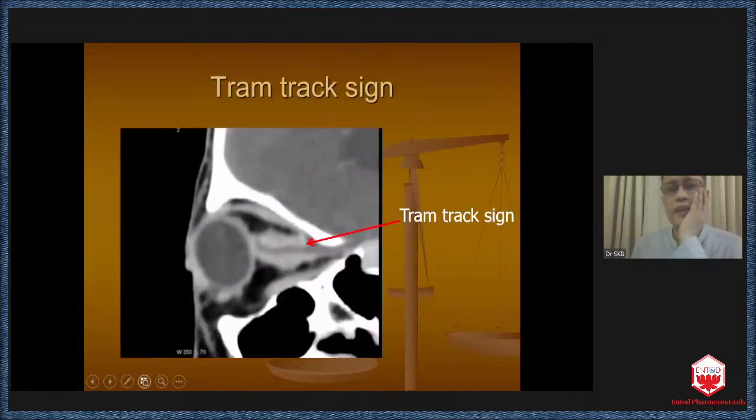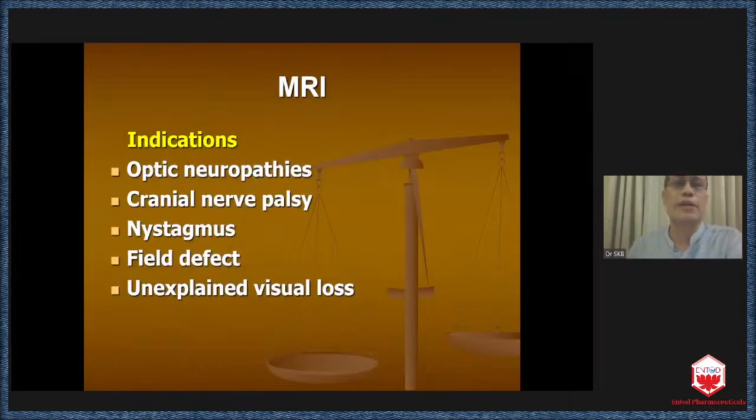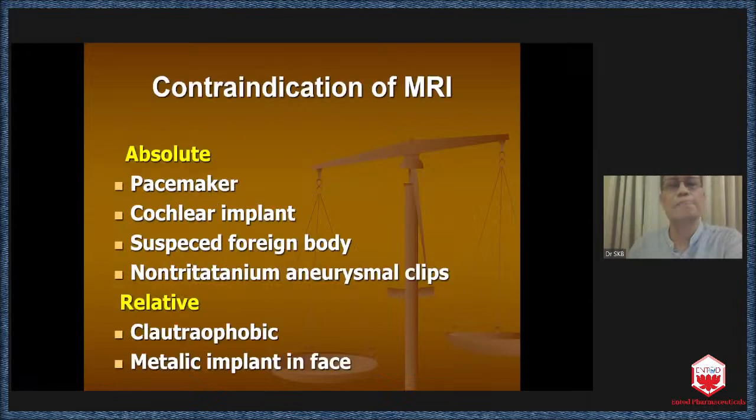tram track sign. You'll get optic sheath meningioma, optic nerve sheath lesions. MRI. These are some indications of MRI.